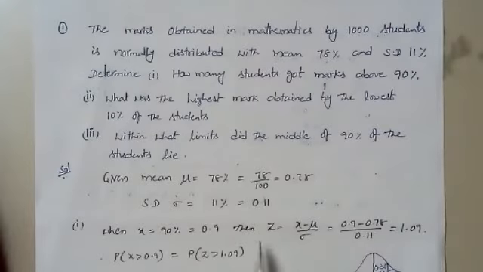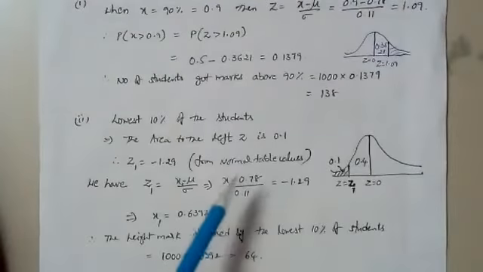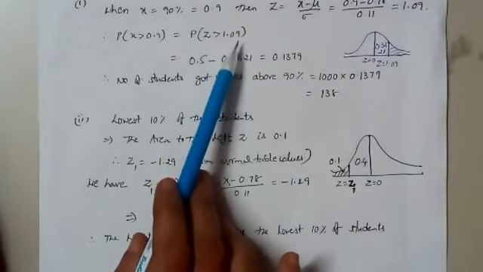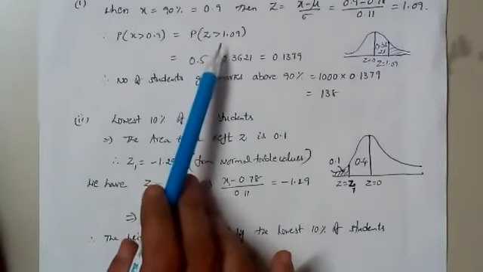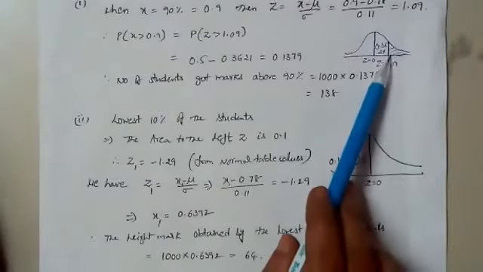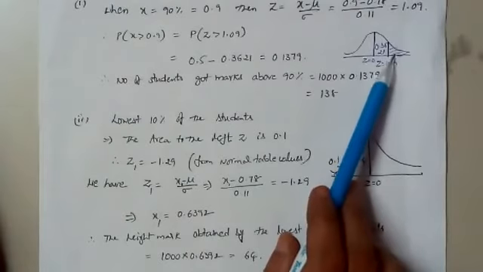Then what is the z value? So z is equal to the formula (x minus mu) by sigma, and that is equal to (0.9 minus 0.78) by 0.11. So the value is 1.09. So probability of x greater than 0.9 is equal to probability of z greater than 1.09. So you are finding this area, 1.09 above part. That is the shaded part that should be found.